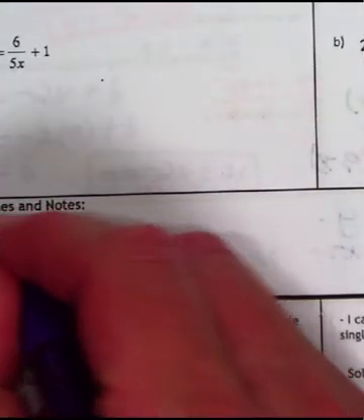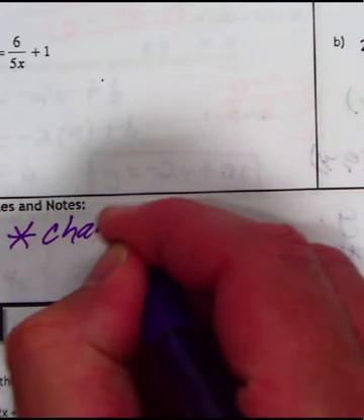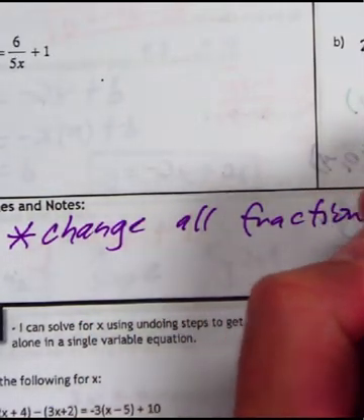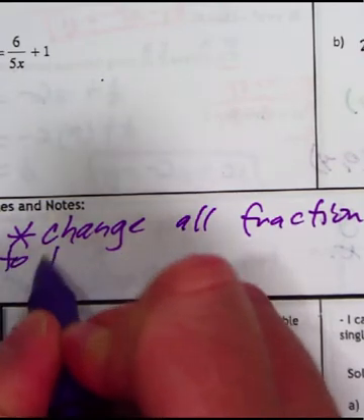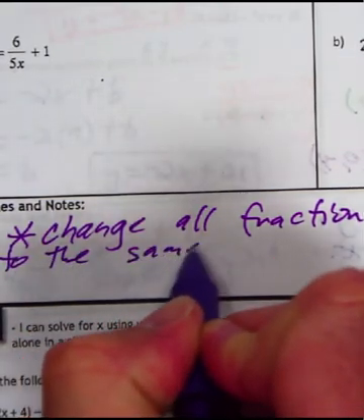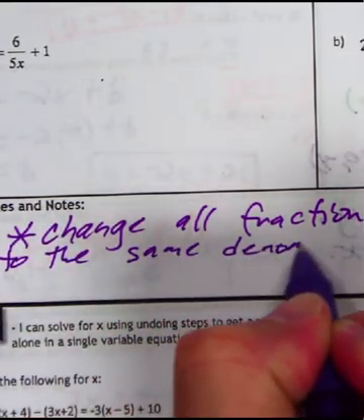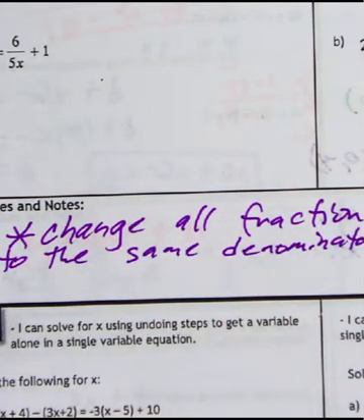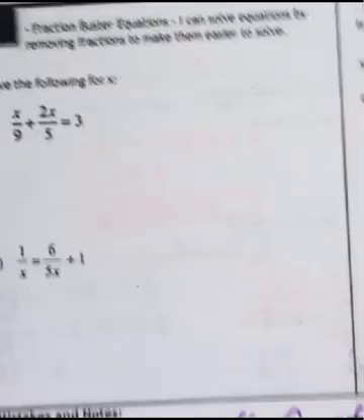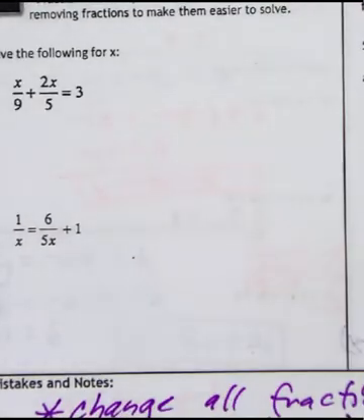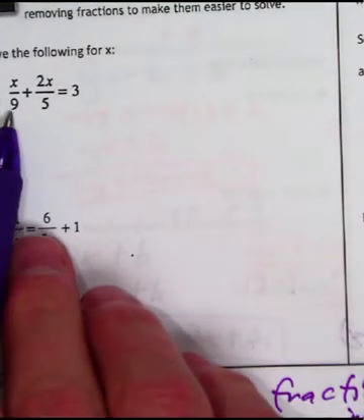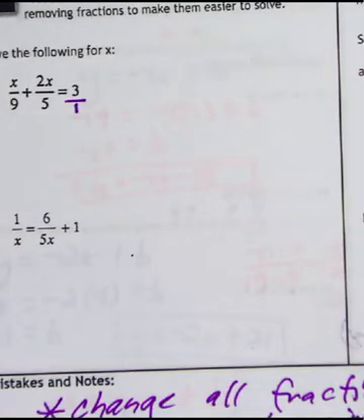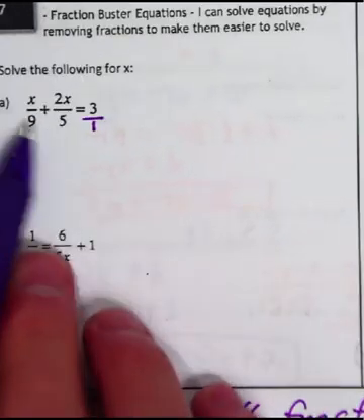If you can change all fractions to the same denominator, then you're going to be fine, because then you can cross them off and you can just solve it regularly. So I go up here and I've got three different denominators. Here's a denominator of 9, a 5, and I put a 1 on that, so that is a denominator of 1. Now what do 9 and 5 have in common?